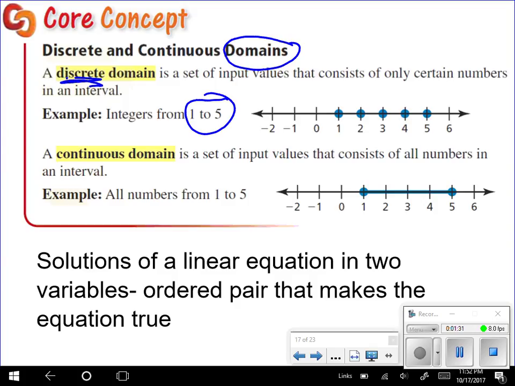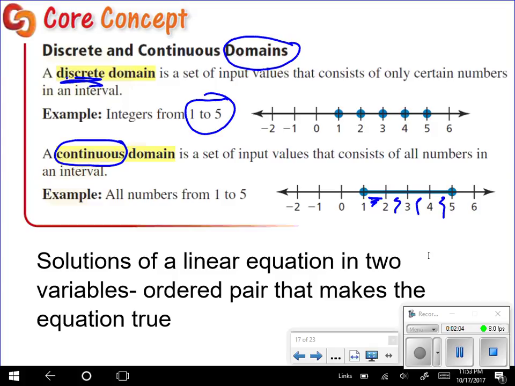Okay, but when we have all of them included, so even our decimals and our fractions in between here, that is called a continuous domain. It kind of makes sense in the word continuous. So the difference between discrete and continuous, we're going to look at kind of telling the difference between those two within story problems.